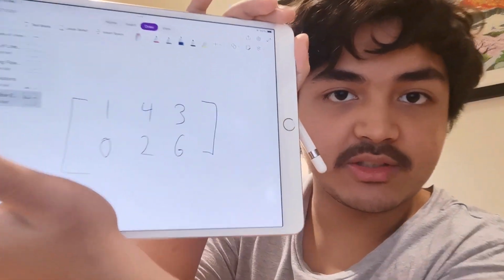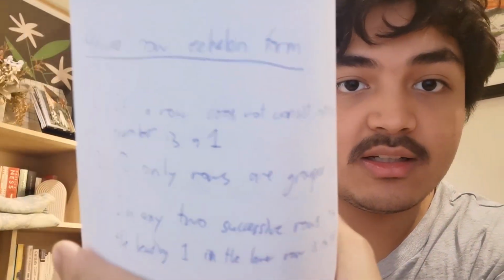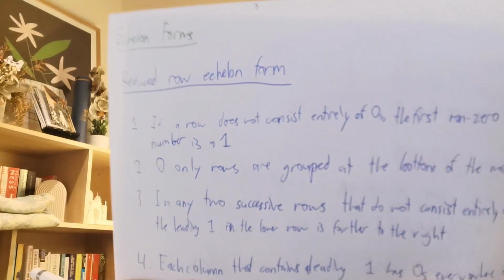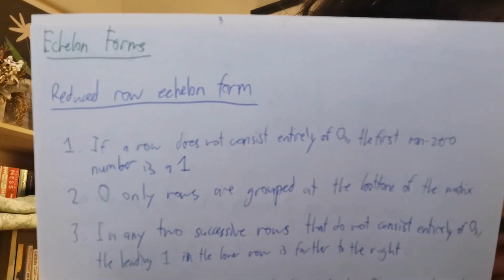Yeah, so let's say you have a matrix, right? You can follow a few rules for it to be in a certain form. And one form it can be in is row echelon form. And it has to follow a few rules for it to be in this manner. One is, if a row does not consist entirely of zeros, the first non-zero number is a 1.